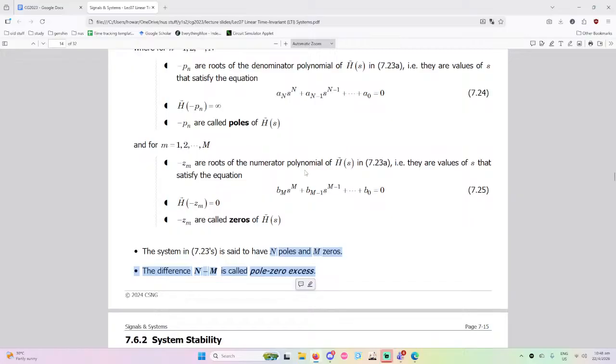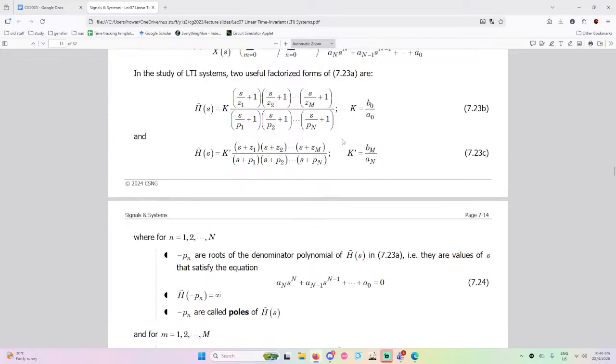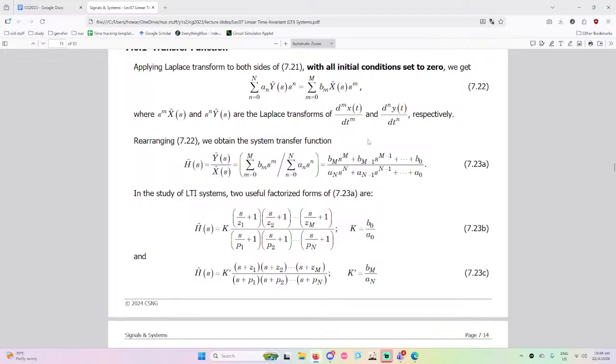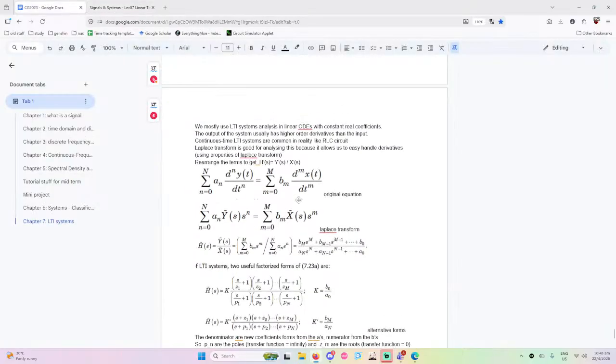Maybe let's discuss it in detail. First, let's recall the definition of BIBO stable systems. What does it mean by saying BIBO stable? We've learned this in the previous lectures. It means that if we have a bounded input, then the system will generate a bounded output, right?